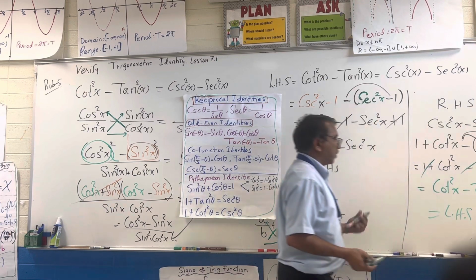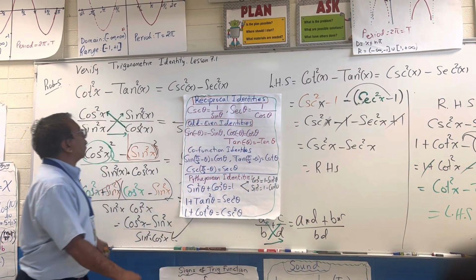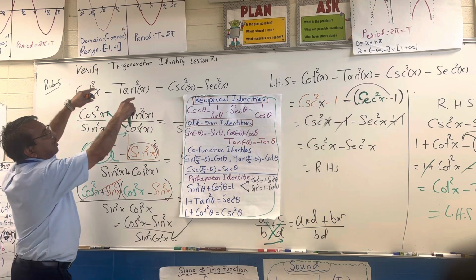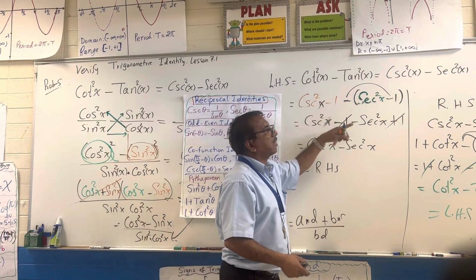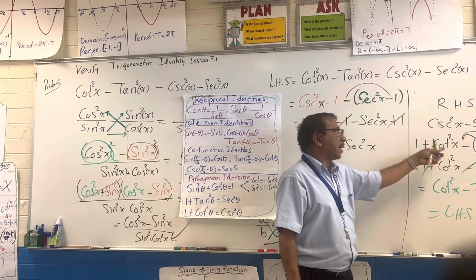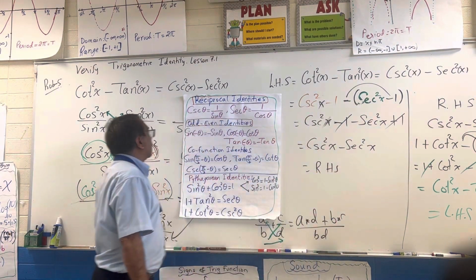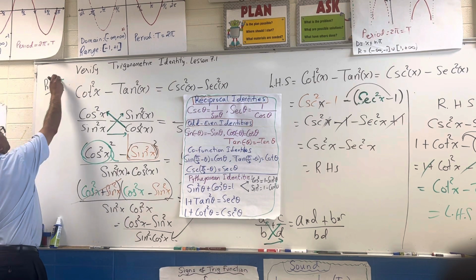The goal is to show both ways. One is you can do left and right together, or you can start with the left side to get the right side, or you can start with the right side to get the left side. Hope that helped. That was problem number 5.